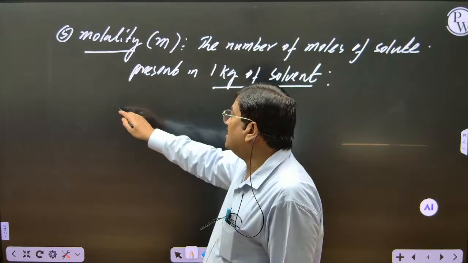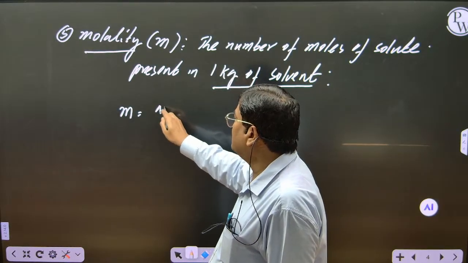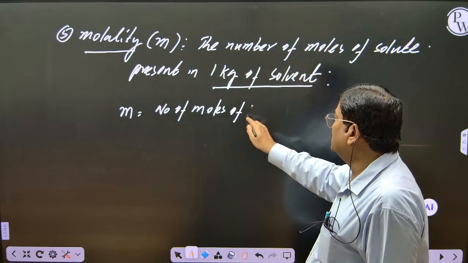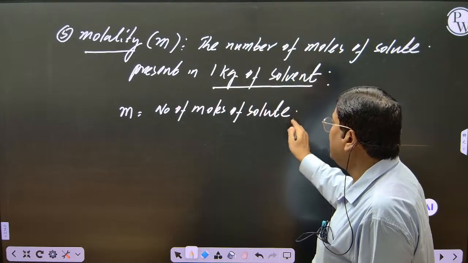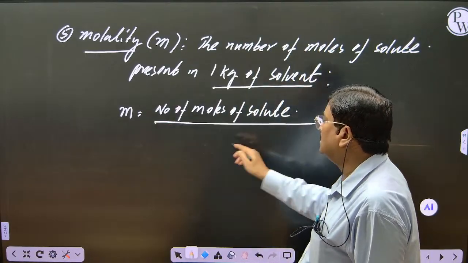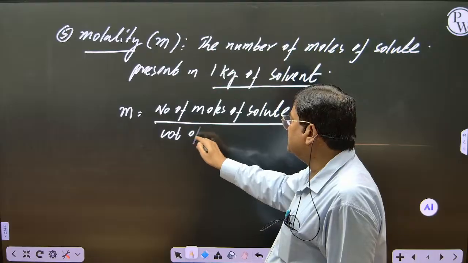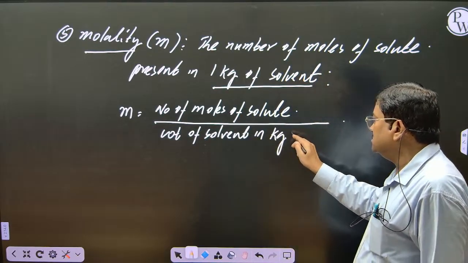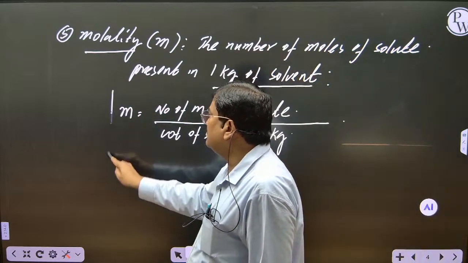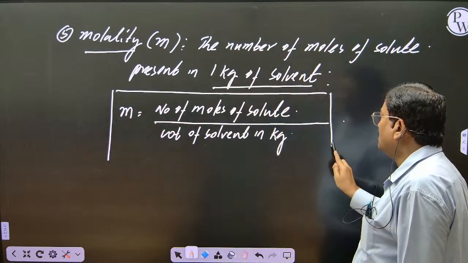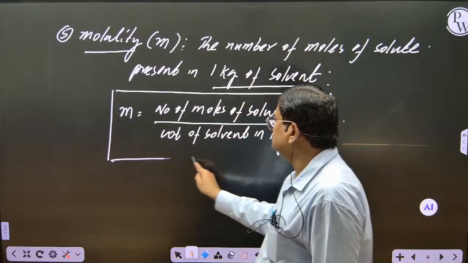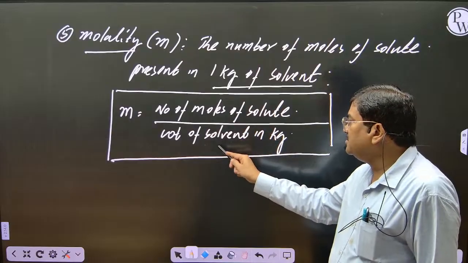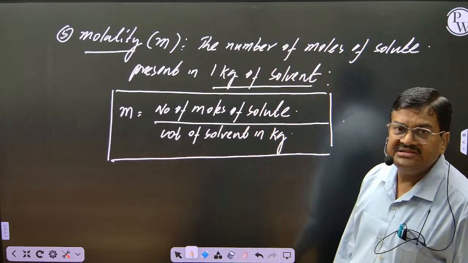So mathematically, molality is given by the number of moles of solute upon the weight of solvent in kg. This is the relation for molality. Keep it in a box. So molality is given by the number of moles of solute by mass of solvent in kg.